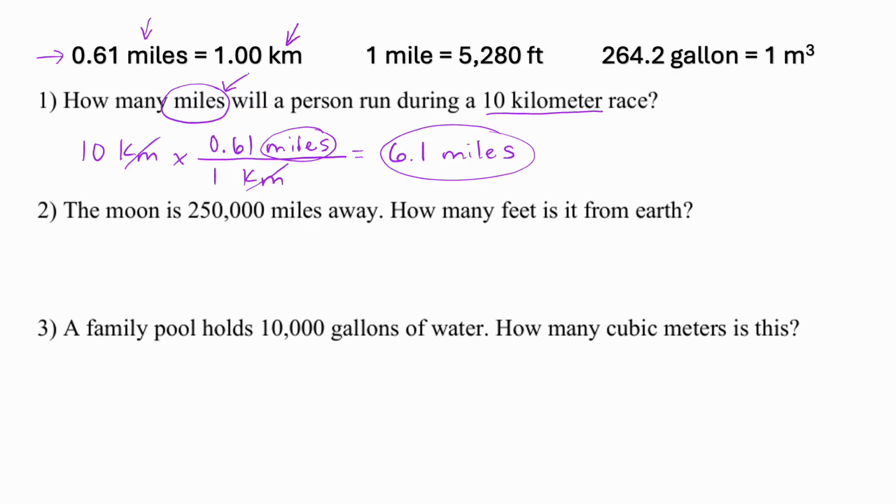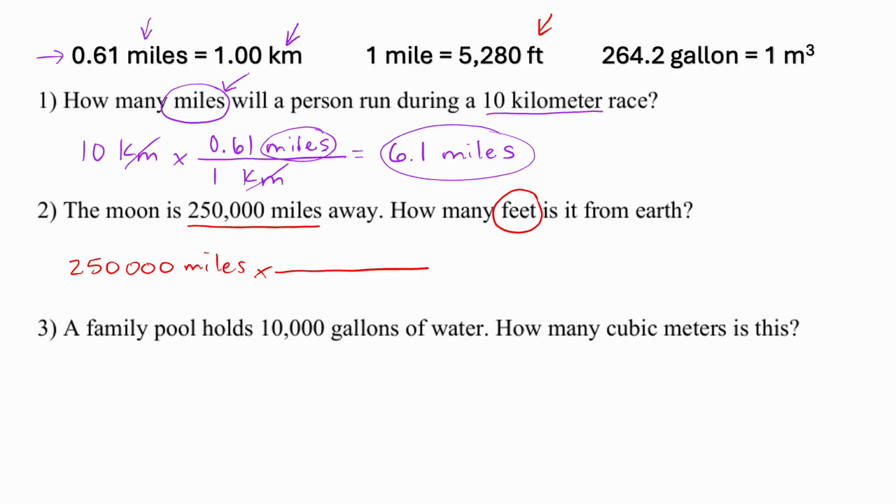Next, on number 2, it says the moon is 250,000 miles away. That is what we are starting with. And it says how many feet is it away from Earth? So we are trying to go from miles to feet. So we're going to start with what we have, which is 250,000 miles. Now we want to go from miles to feet. Luckily, we have a conversion factor for that.